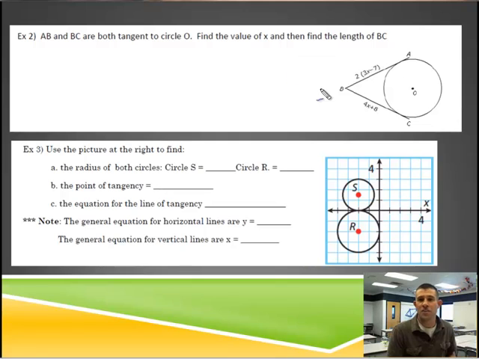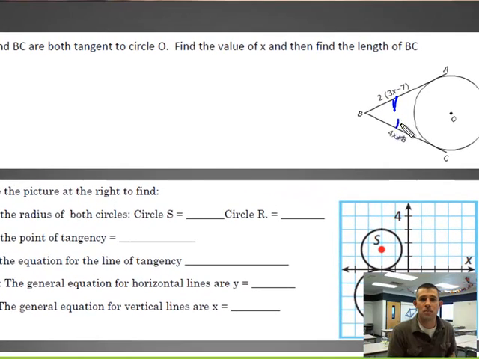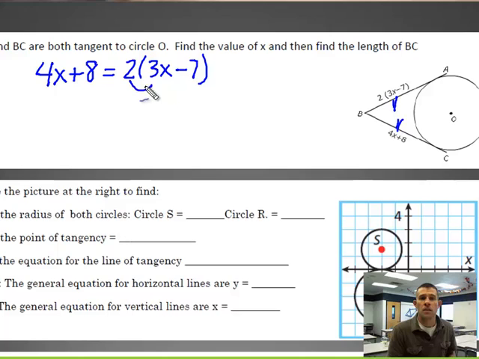Find the value of X and find the length of BC. Well, I just learned that these two segments must be congruent to each other. When two things are congruent, I can set them equal to each other and solve for the variable. In this case, I need to first distribute the 2 inside the parentheses, so I'm going to simplify the side to 6x minus 14.